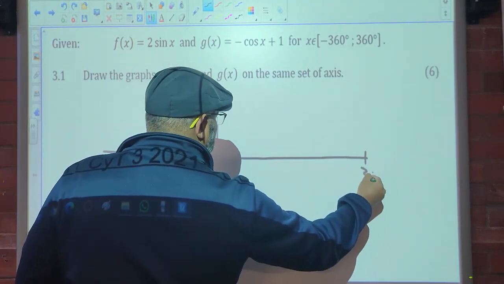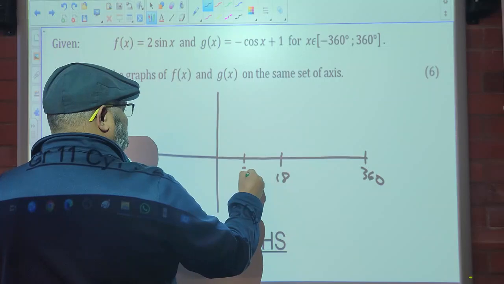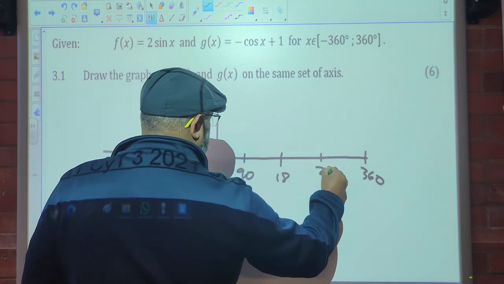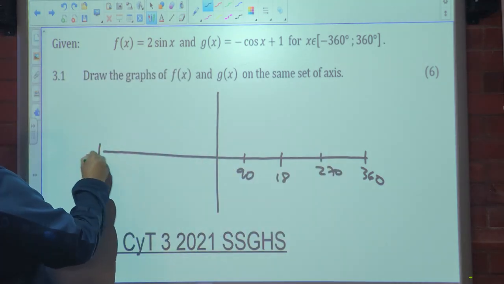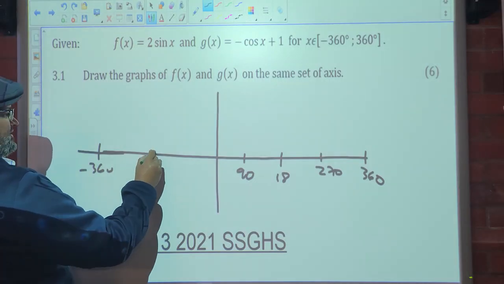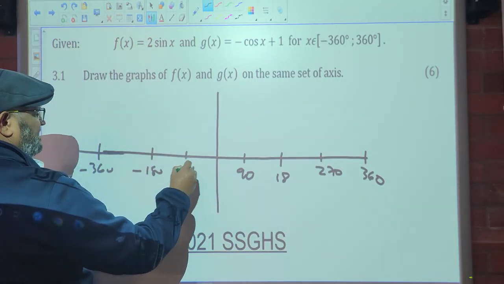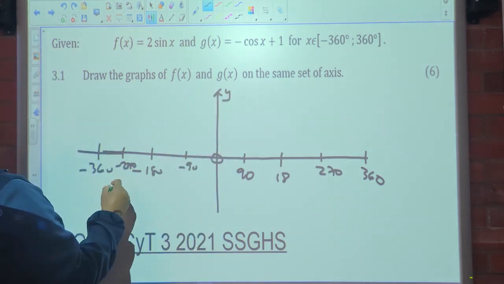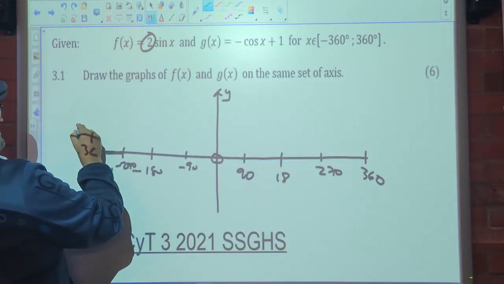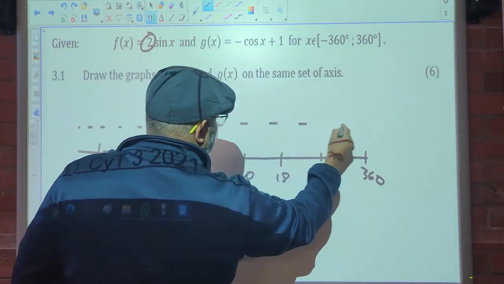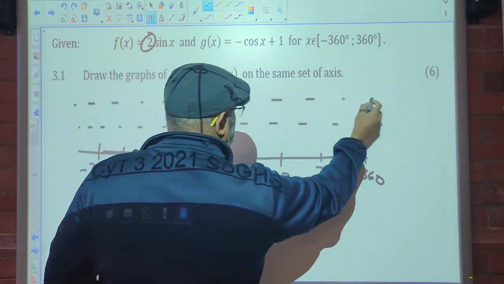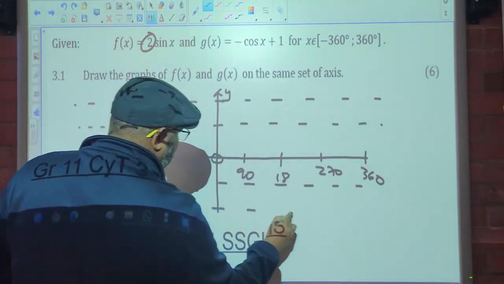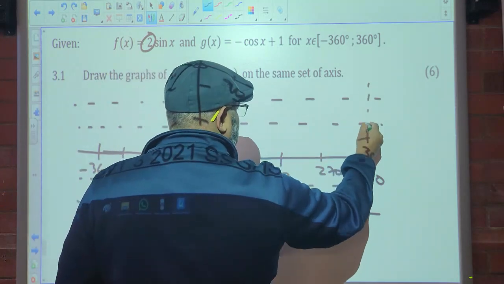So if that is 360, this is 180, that is 270, no, 90. That's going to be 270. So about the same here, you get negative 360, negative 180, negative 90, and negative 270. That's 0. Okay, so the amplitude here is 2. So I'm going to have y is equal to 1, y is equal to 2, y is equal to minus 1, y is equal to minus 2.